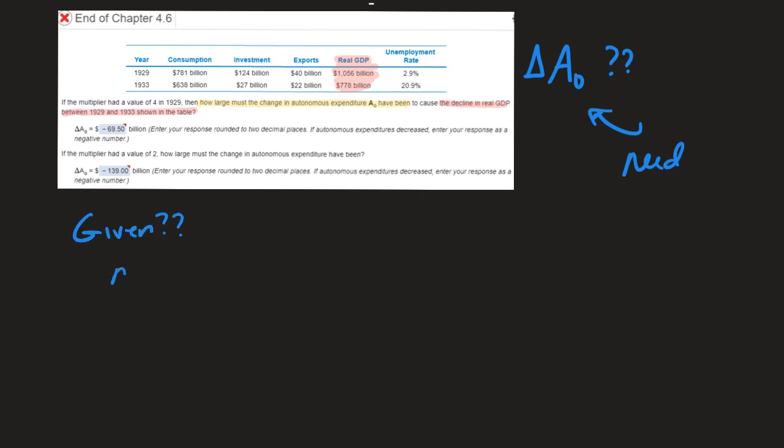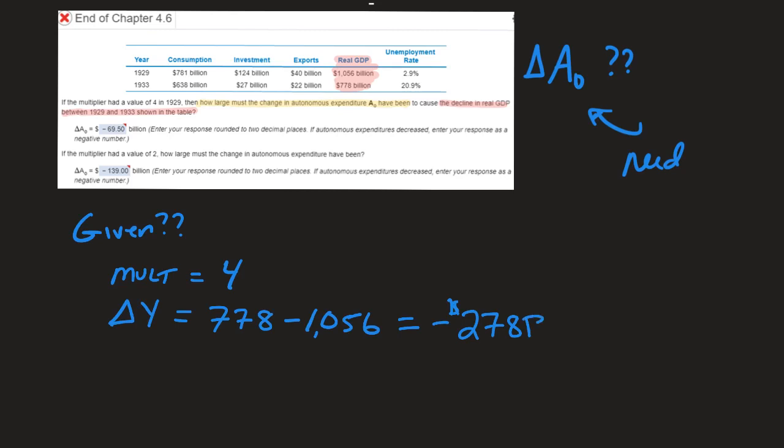Well, the first thing we know that's given is the multiplier is equal to 4. And we know that it has to have this change in real GDP, or my change in Y, which is going to be 778 minus 1056. These are both billions of dollars. We're just going to use those regular numbers. And if I do this out, I see this is negative 278. So we have negative $278 billion is what the change in GDP was, going from 1929 to 1933. So this is during the Great Depression era.